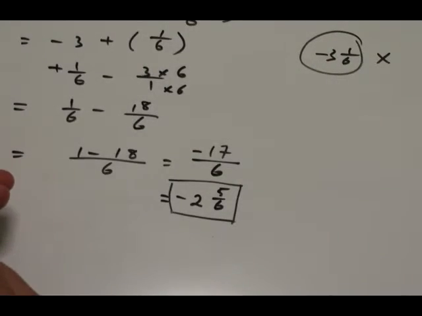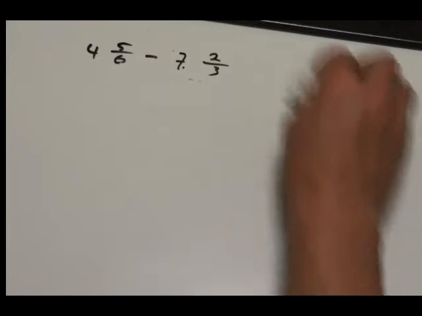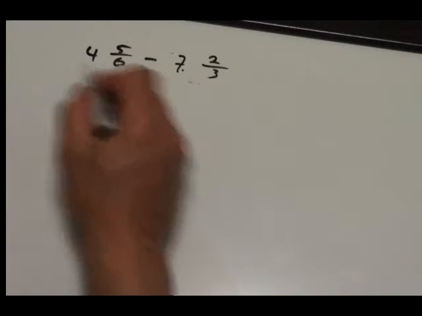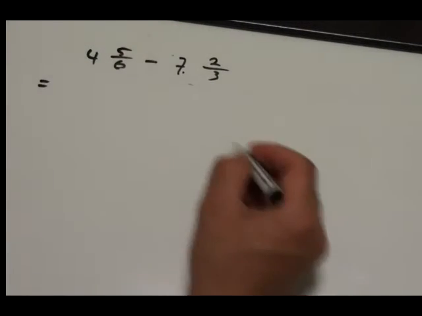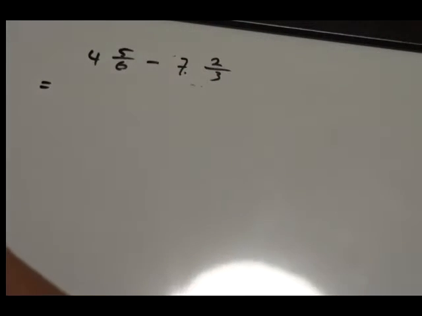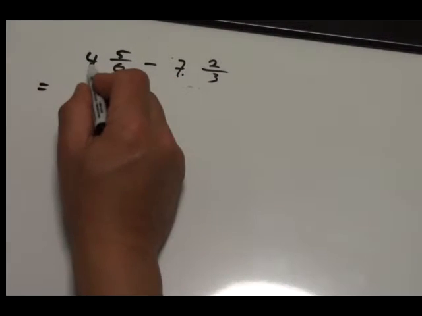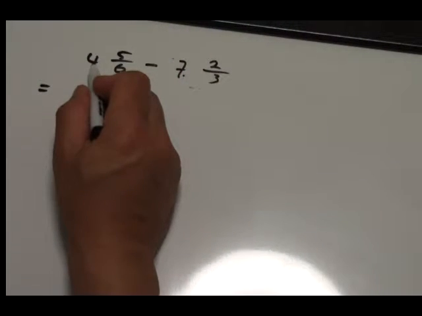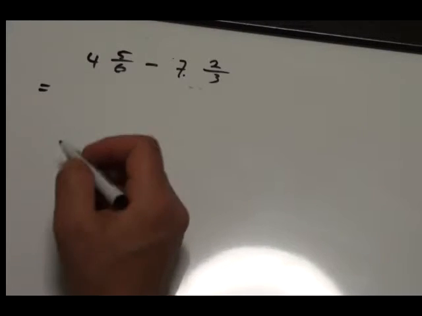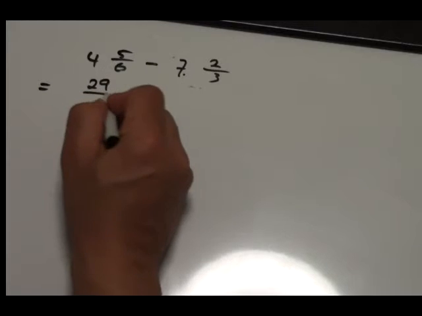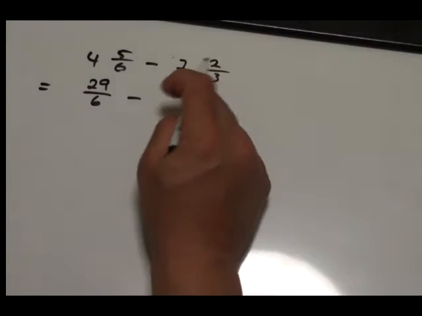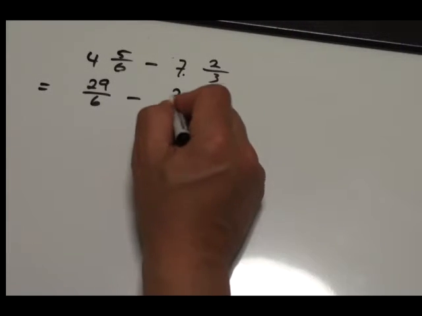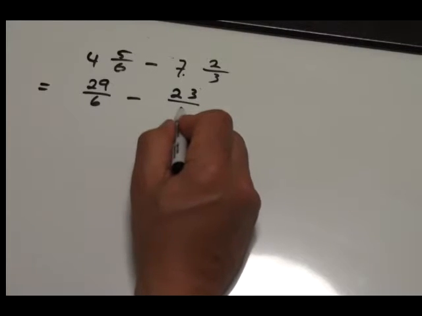The other way to do it is change the mixed numbers straight away into improper fractions. How do we change a mixed number into an improper fraction? We multiply the denominator with the whole number, then we add the numerator. So 6 times 4 is going to be 24, plus 5 is going to be 29. So that's 29 over 6 on this side, minus, do the same on this side. 3 times 7 is 21. 21 plus 2 is actually 23, and that's over 3.